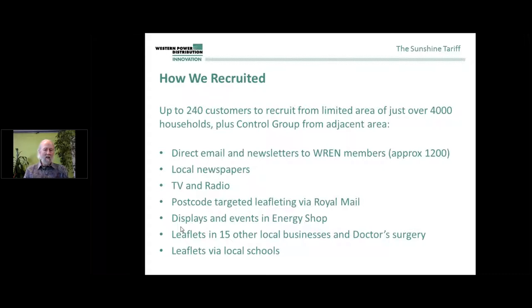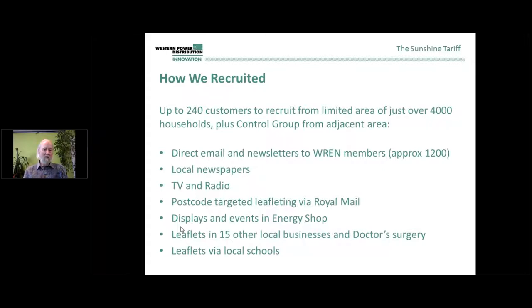How we did it? Well, WREN has over 1,200 members which have signed up with us for various reasons, from general help with energy issues to free insulation to help with finding a good supplier for solar PV, all sorts of things. But we have direct email access to 1,200 households, so that was a good starting point. Not all of them were in the target area, but they all got sent the email anyway.